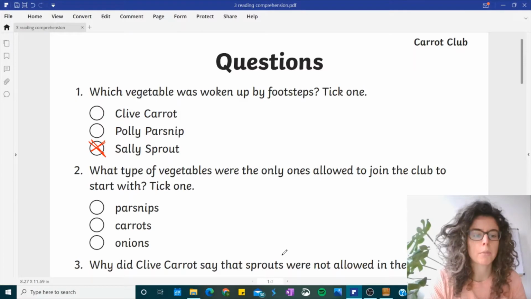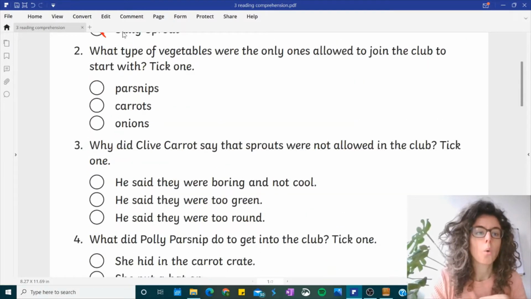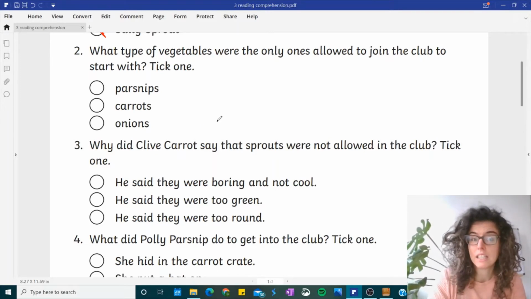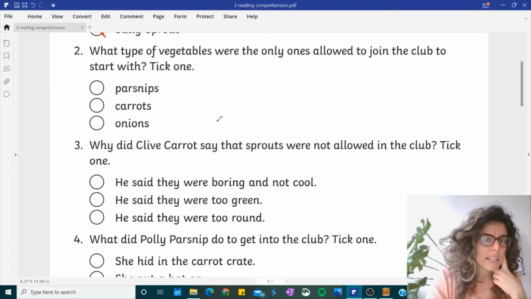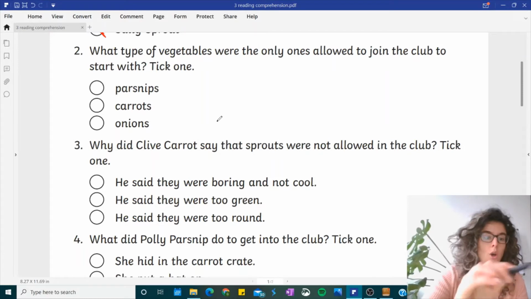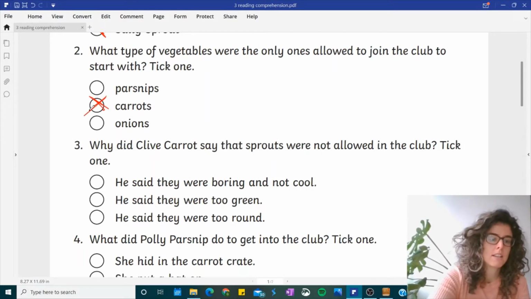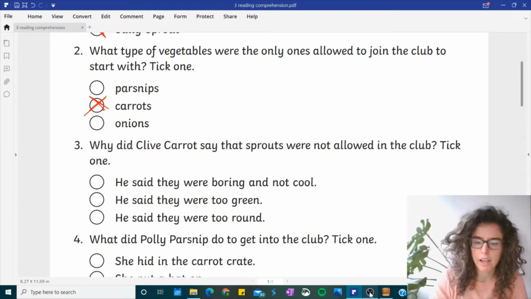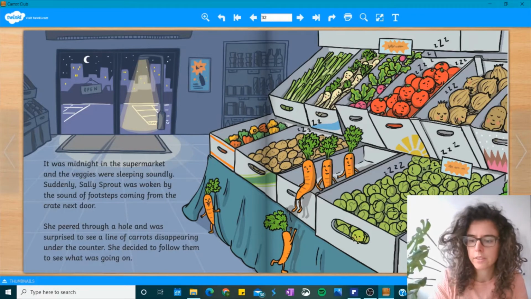All right, let's go to number 2. What type of vegetables were the only ones allowed to join the club to start with? Tick 1. Well, the title of the book is Carrot Club. And if I remember correctly, I think it was just carrots in the beginning, right? So I'm going to tick carrots. And then we're going to go back to the book and we're going to check our answer. Let's see.